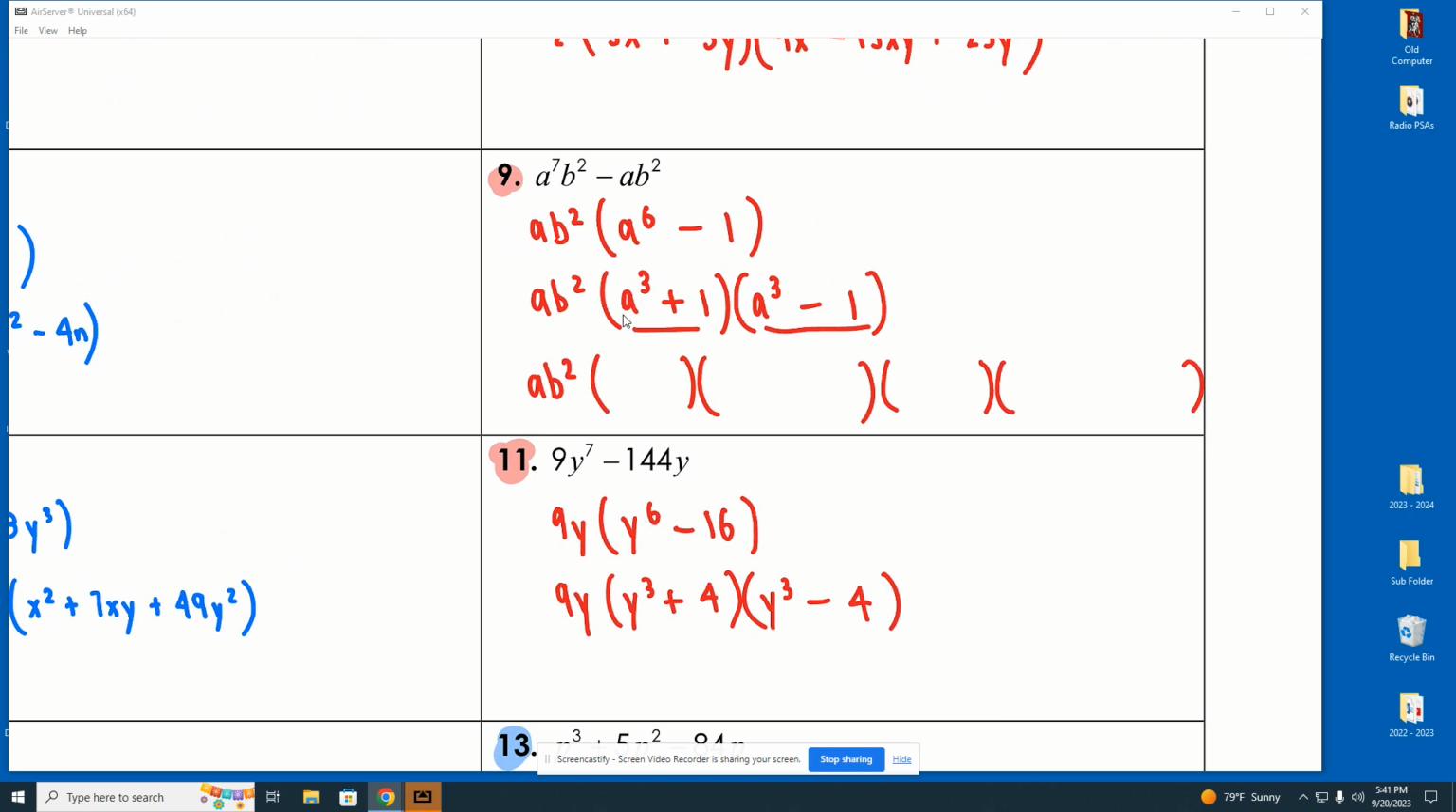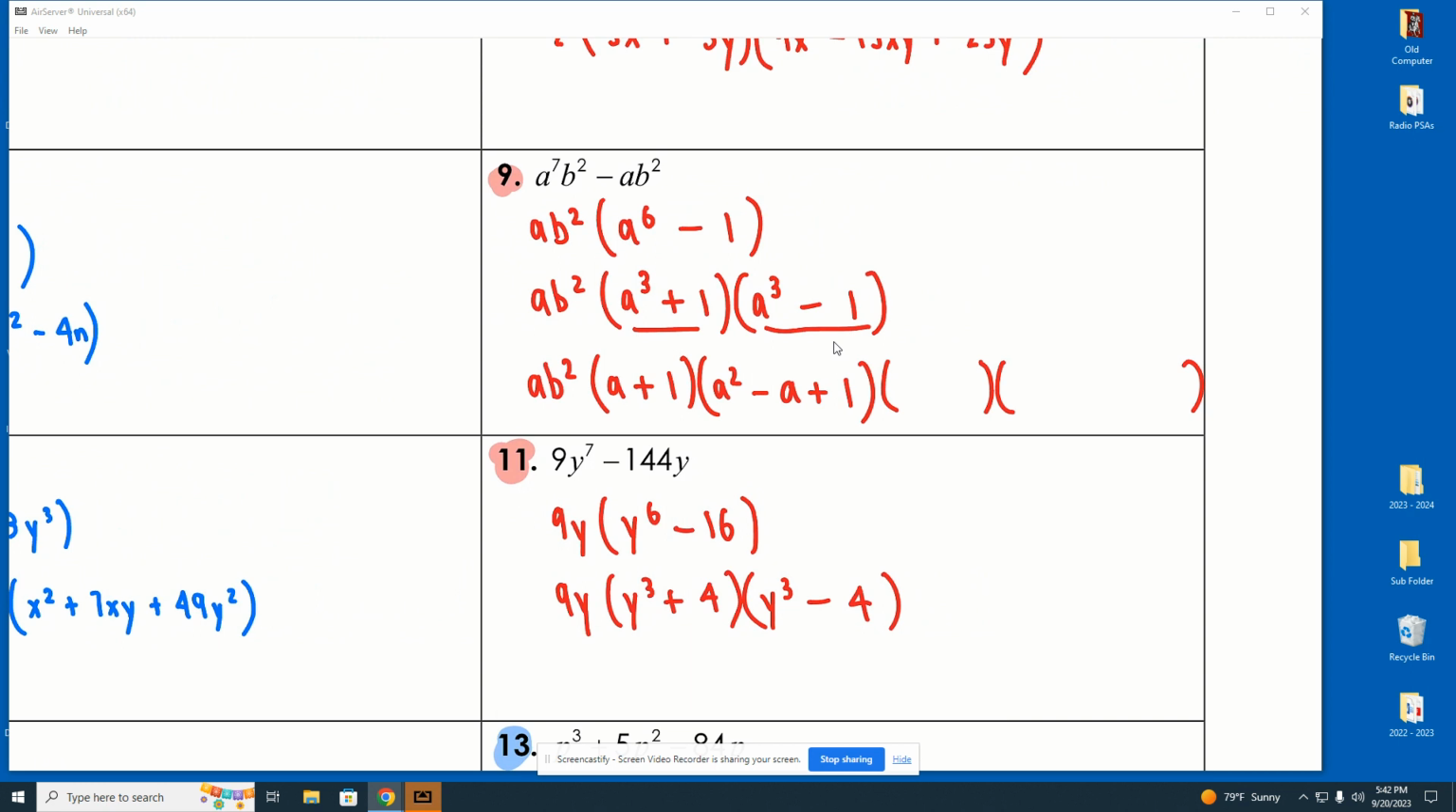What multiplies by itself to get A cubed? A. What multiplies by itself 3 times to get 1? 1. Then we square A, A squared. We square 1, 1 times 1, 1. We multiply A times 1 is A. If the original is plus, this is a plus, this is a minus, that's always a plus. So that one's done. So now we go to this one.